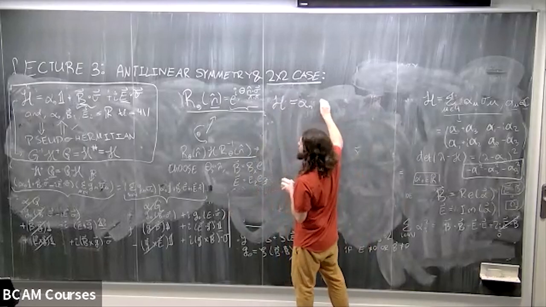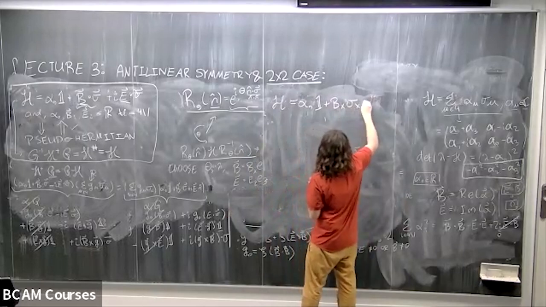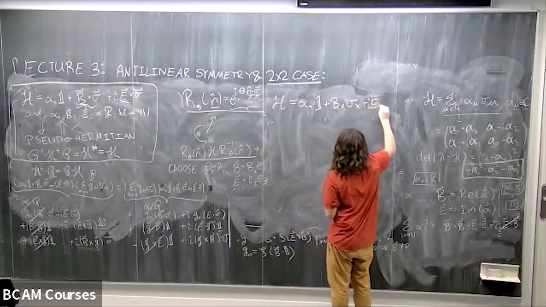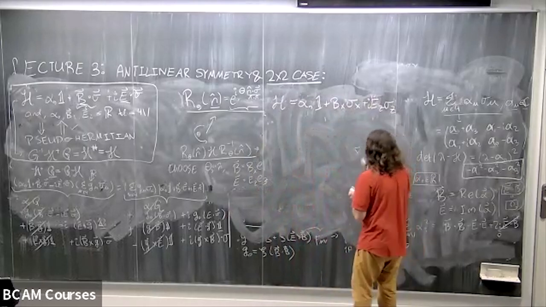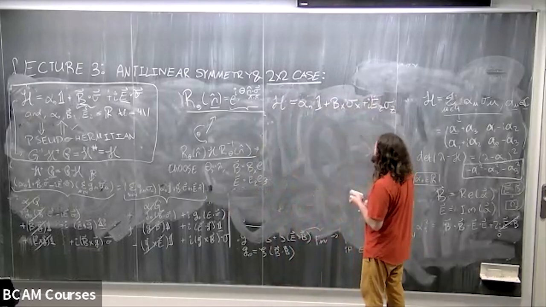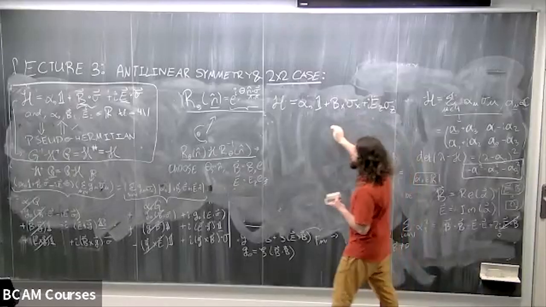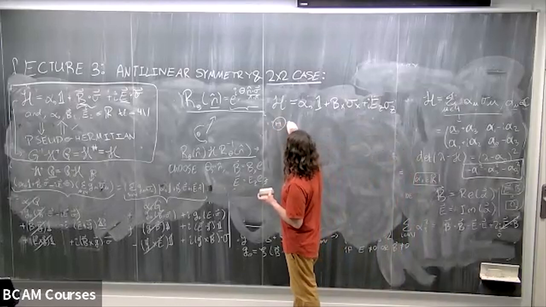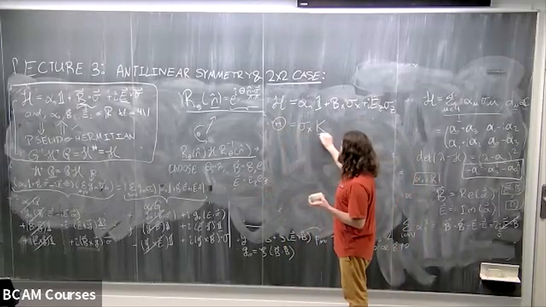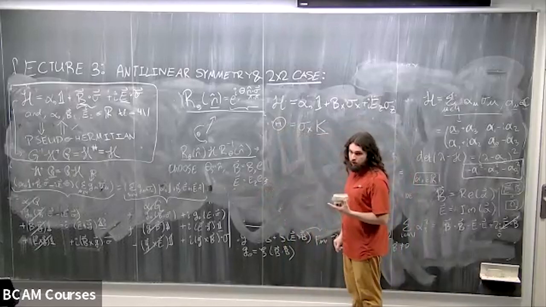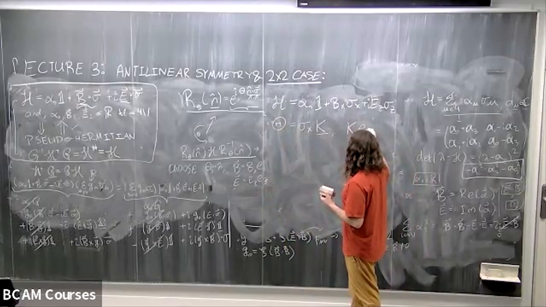Now I have this matrix. So it turns out that the antilinear symmetry of this guy can now be constructed. It would be this. So this K is sort of the canonical anti-unitary involution, and what that means is it does this to the basis vectors.